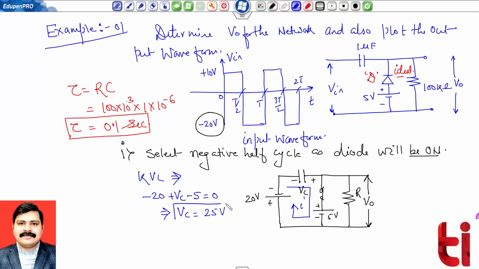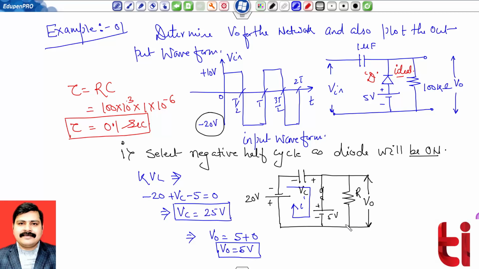That means the maximum voltage at which capacitor will charge is 25 volt, and one can see from the observation that my output voltage V0 equals to 5 plus 0. Voltage drop across this diode is 0 as we have assumed ideal, and a DC battery of 5 volt is connected, so V0 equals to directly 5 volt. So during the negative half cycle, I am having positive output voltage of plus 5 volt.